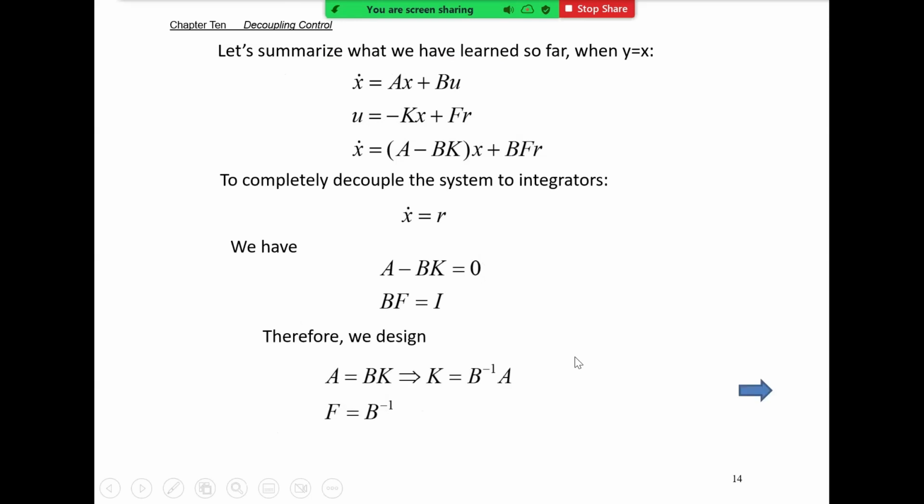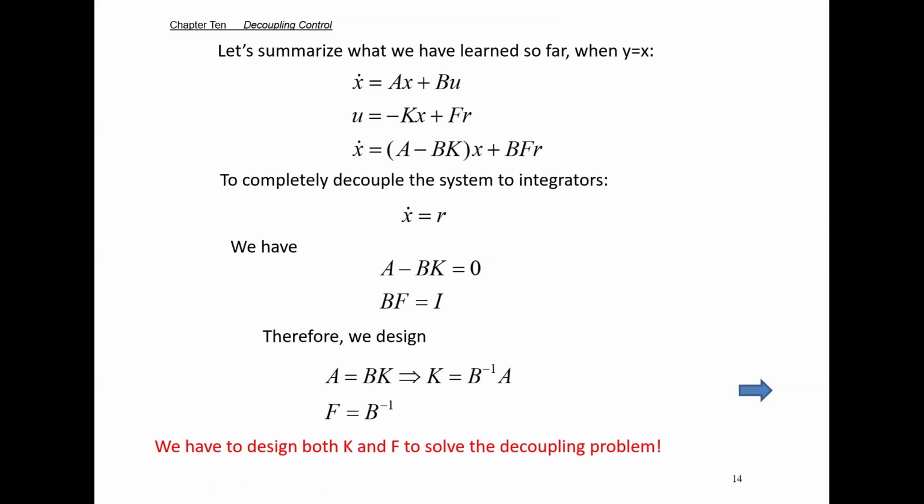So therefore, how are we going to design the K and F? From the first equation, we can design the K. From the second equation, we can design the F. So this is the case where you have to design both K and F to solve the decoupling problem. For pole placement or for LQR, you don't have to design F. That's why you can just put F as the identity matrix. But here for decoupling, you have to design your F properly.